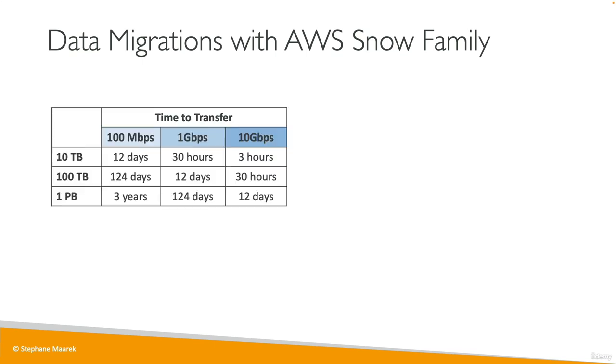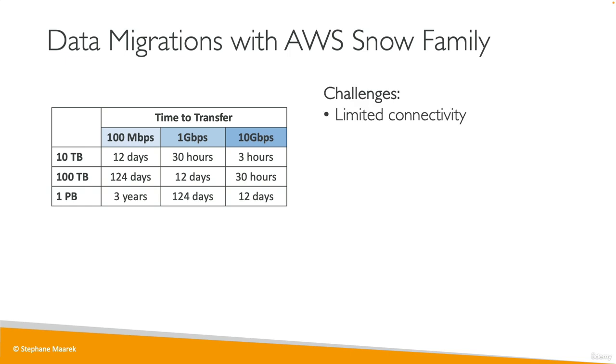Well, let's talk about data migrations. So here is a table of how long it takes to transfer 10 terabytes or 100 terabytes or 1 petabyte based on your connection speed. So for example, if you want to transfer 100 terabytes and you have a 1 gigabit per second connection, then it would take you 12 days. So obviously, this would also take all your bandwidth from your company.